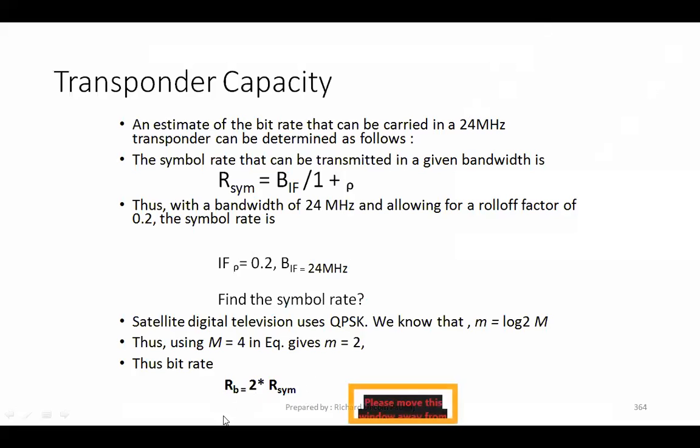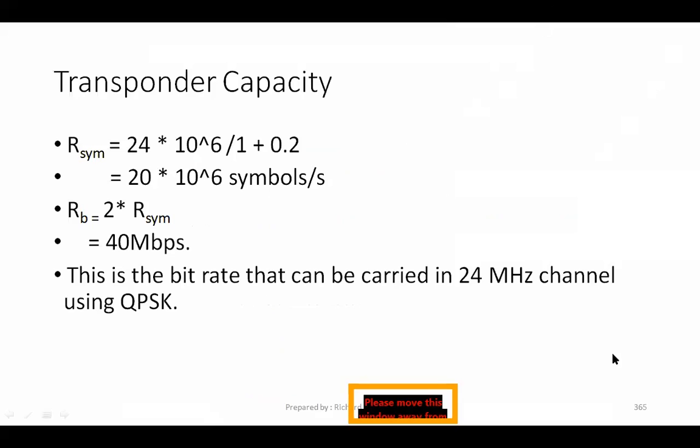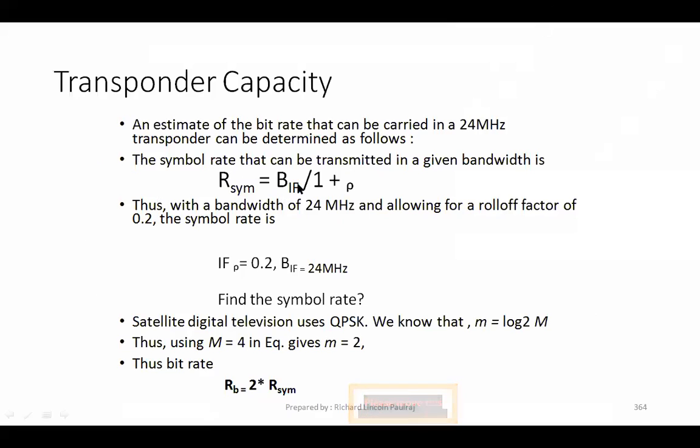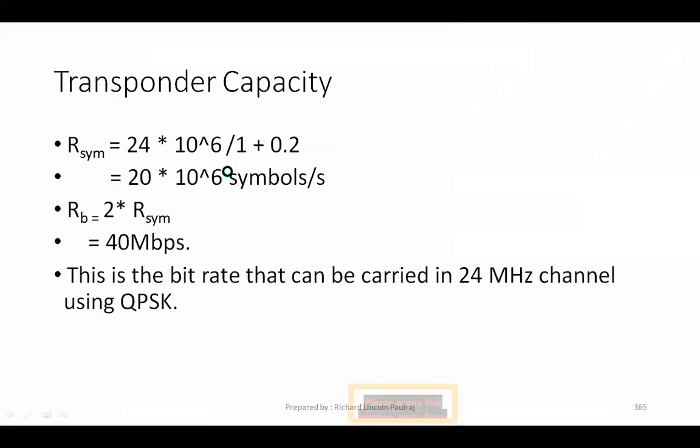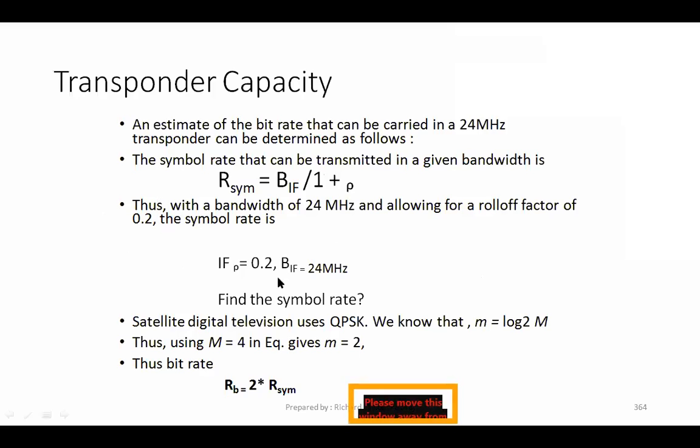So this bit rate that you can see here is 2 times your symbol rate, and in order to find out symbol rate, you have this formula here, right? So let's take this as an example. Your symbol rate is 24. Why is it 24? Because BIF is equal to 24 into 10 raised to 6 hertz, which is 24 megahertz, divided by 1 plus the roll-off factor, which was about 0.2.